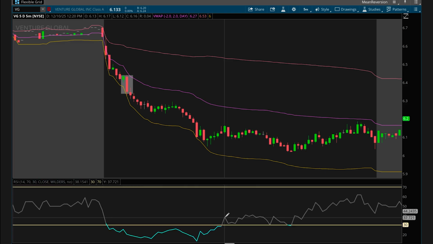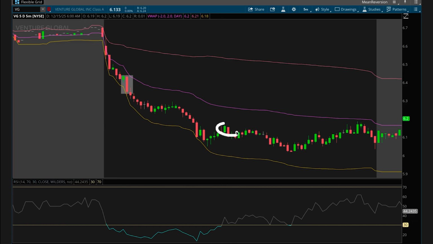And so if this was our exit signal here when RSI turned around, that would have been at about 12:20. We would have then capitalized on the short from about $6.40 per share down to about $6.14 per share. Now, this would have roughly been a negative 4% move to the downside on VG.